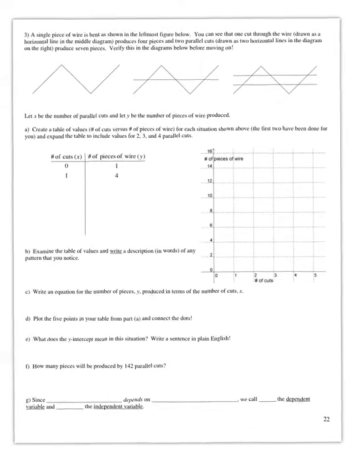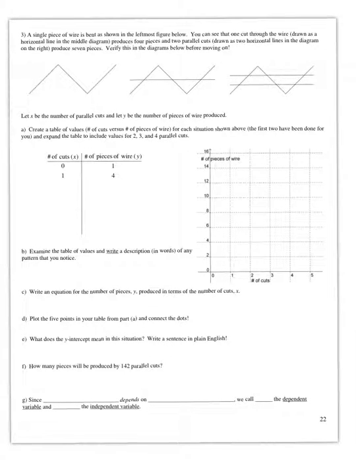3. A single piece of wire is bent as shown in the left picture. You can see that one cut through the wire in the middle picture produces 4 pieces of wire, and 2 cuts in the right picture has 7. This is a pattern that for every cut, our wire is increasing by 3 pieces. So when we have 3 cuts, we'll have 10 pieces of wire, and 4 cuts, 13 pieces of wire.